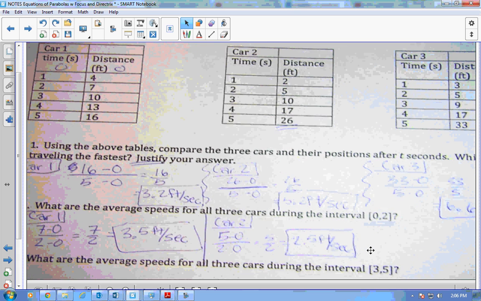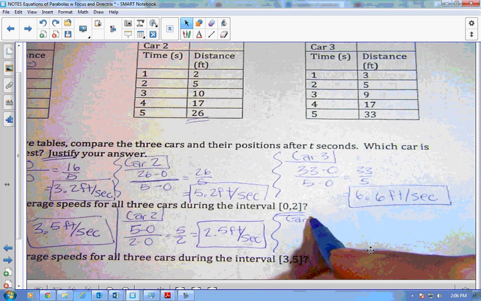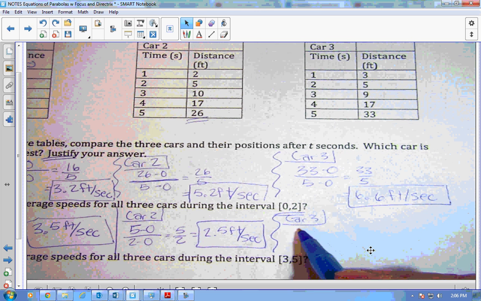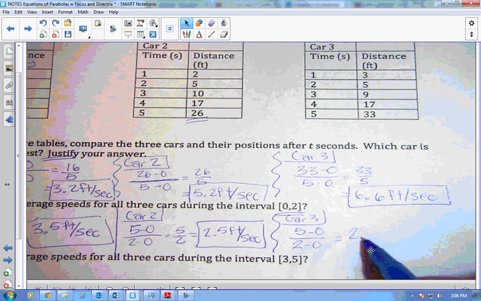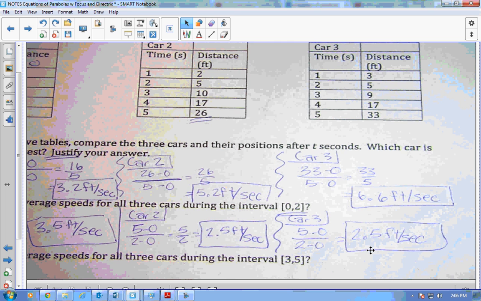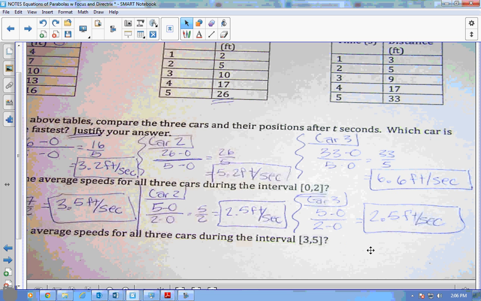And we could do the same thing for car 3. It would be 5 minus 0 over 2 minus 0 equals, ooh, interesting, 2.5 feet per second. What does that tell you? Car 2 and car 3 have the same average speed for the first 2 seconds. And car 1 actually had the highest initial speed.